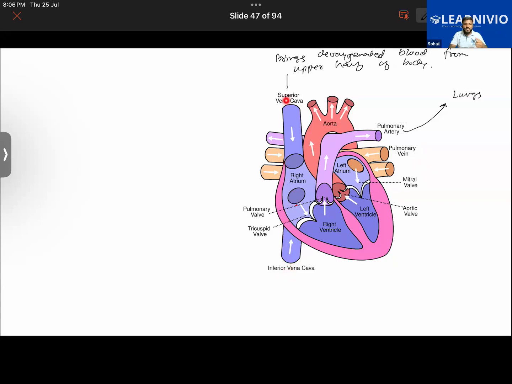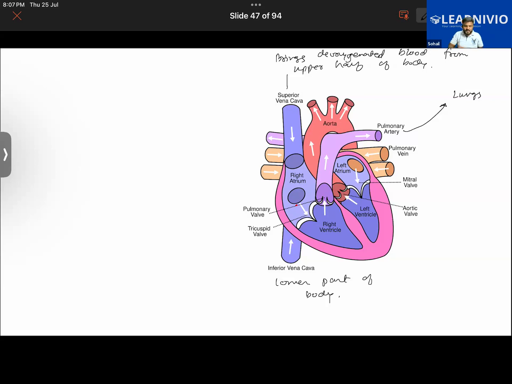Superior here, think of it as the upper part of the body. Whenever you hear this term, superior vena cava, it is bringing the blood from the upper part of the body. Inferior vena cava, it is bringing the blood from the lower part of the body. Let me write this over here. Lower part of body.